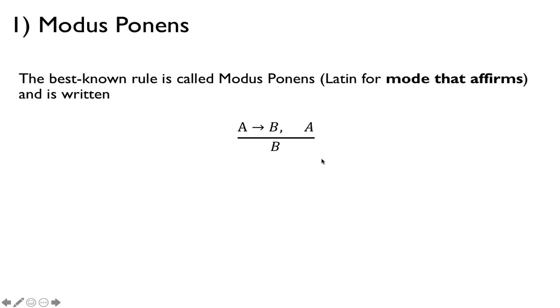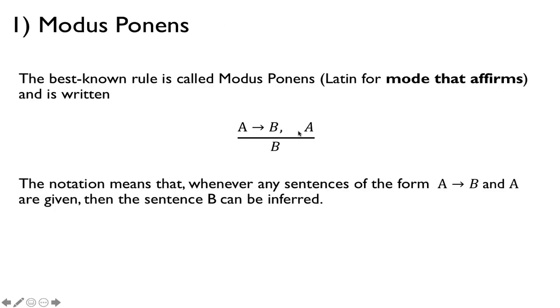This is the symbol that represents the top are the premises. So we have 2 premises: A implies B and A, and the bottom is the conclusion. And so if we have A implies B and A, then we can conclude that B is true. And so this is Modus Ponens.